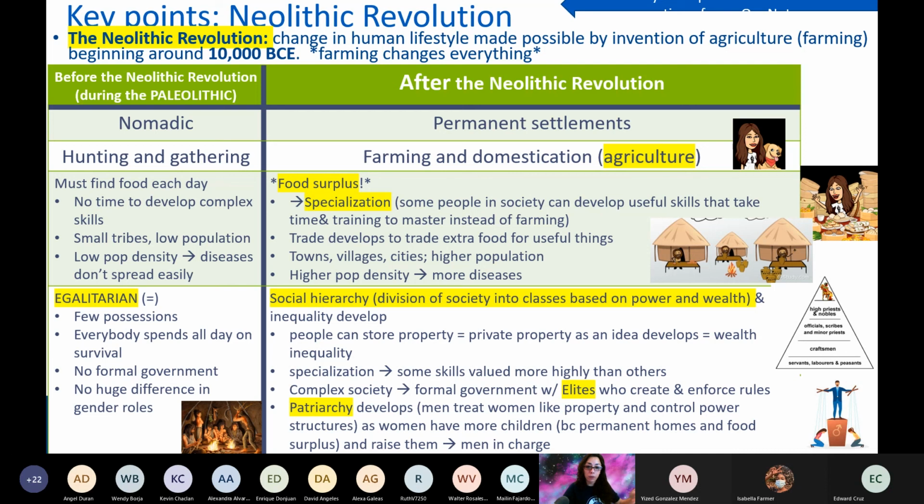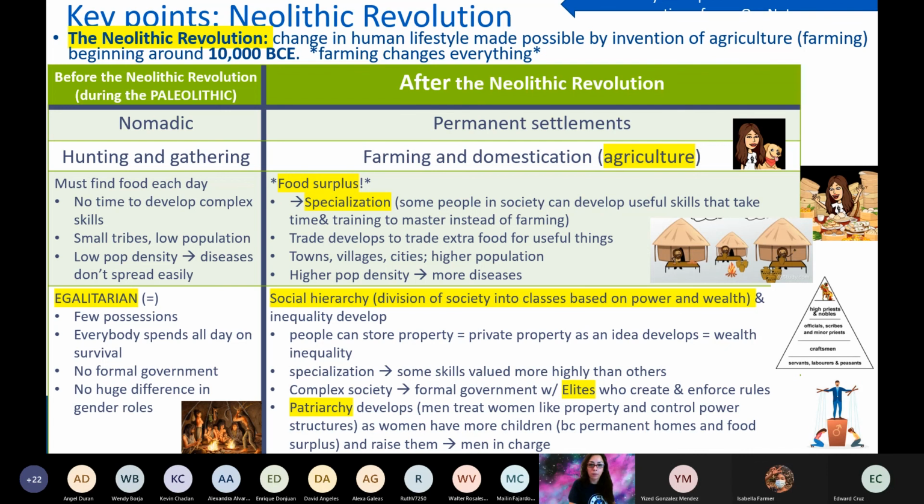So before specialization, I could learn skills. Actually, I couldn't because I'm a girl. Probably a guy would have been doing all that and I would have had no power. So these are the causes and effects that make the Neolithic Revolution such a turning point in history.